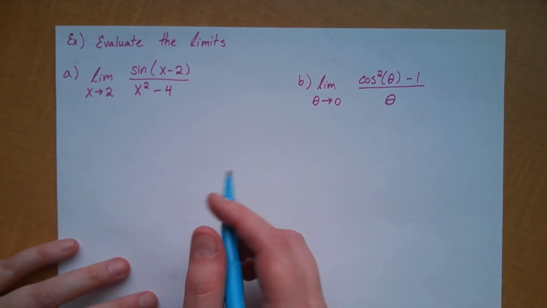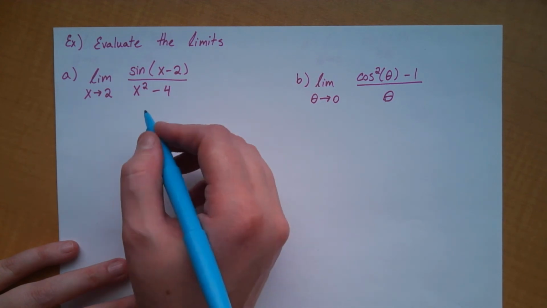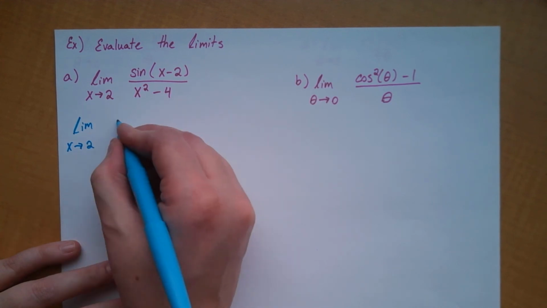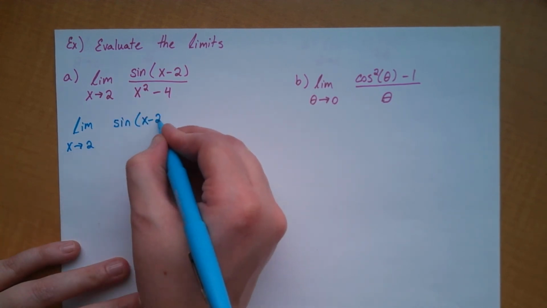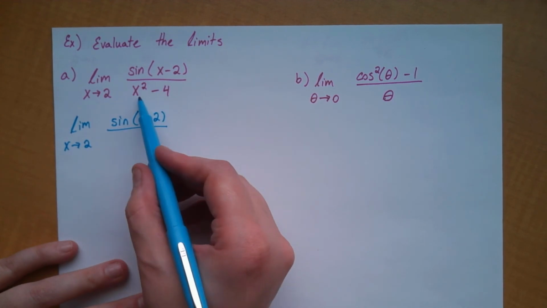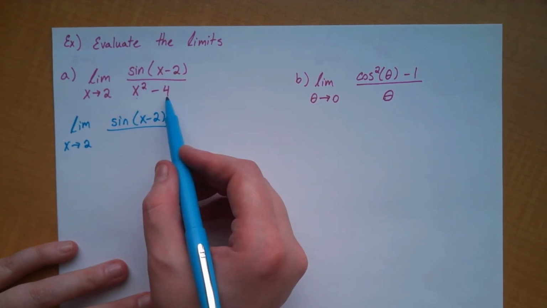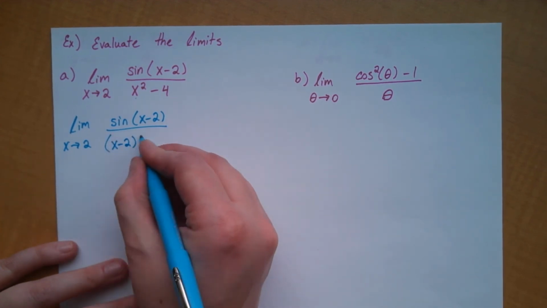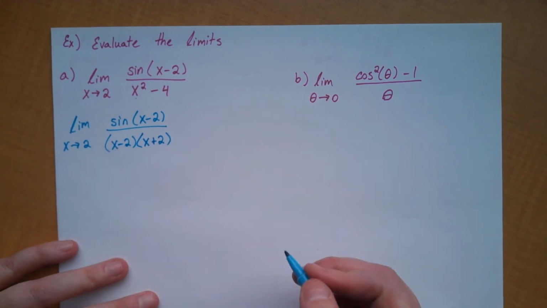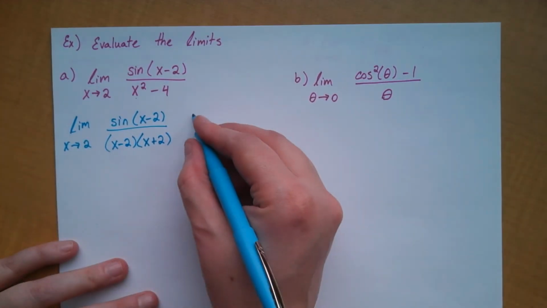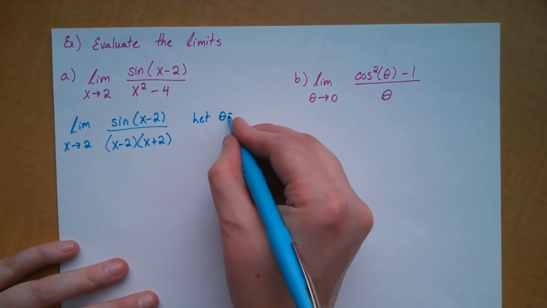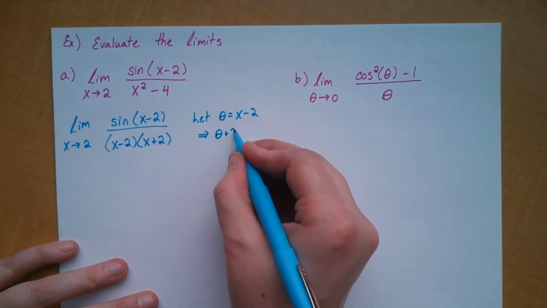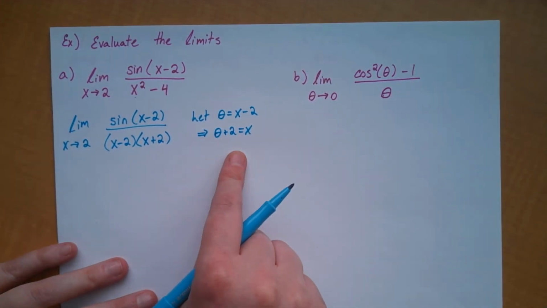So what we're going to do instead is see if we can change the way this looks a little bit. We're going to have the limit as x approaches 2 of sine of x minus 2 divided by, well, this is a square, which is x squared, and this is 2 squared. So that means I have the difference of squares, so I can rewrite this as x minus 2 times x plus 2. Now here's a fancy thing I'm going to do. I'm going to let theta equal x minus 2, which means that theta plus 2 would equal x. I'm just going to do some substitution.